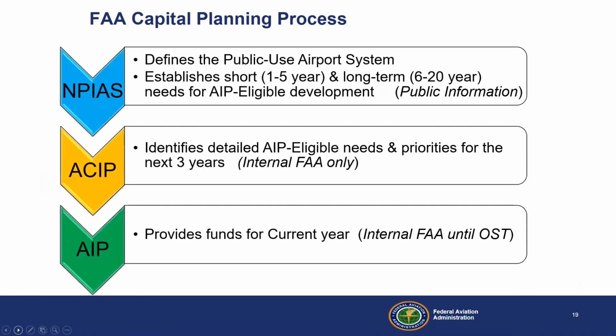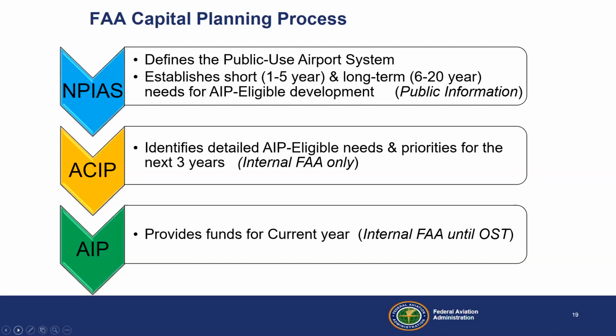So your airport needs to be in the National Plan of Integrated Airport Systems, the NPIAS. This is public information. This is the report to Congress. It basically says, I, community X, Y, and Z, have an airport and I am part of the public use system. It is in the report and everybody says, wonderful, you are then eligible for AIP, the Airport Improvement Program.